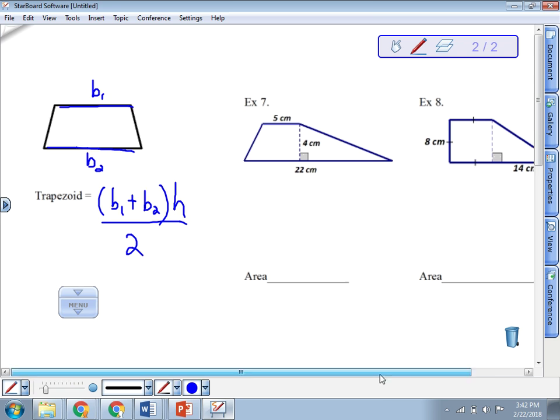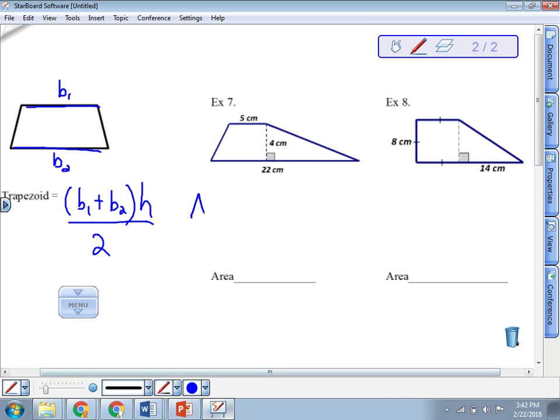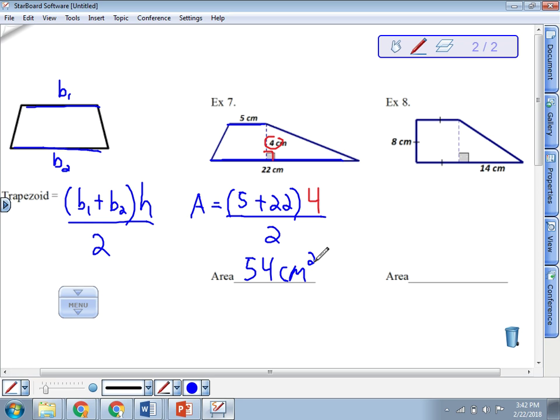Let's take a look at an example. We'll do the first one here. Area is going to equal, here's base 1, 5, plus here's the second base, 22. So 5 plus 22 is 27, times the height. You can see this is our perpendicular right here, so there's our height of 4. And then that whole thing is going to be divided by 2. So 27 times 4 divided by 2 ended up being 54 centimeters squared. So that's how you find the area of a trapezoid.